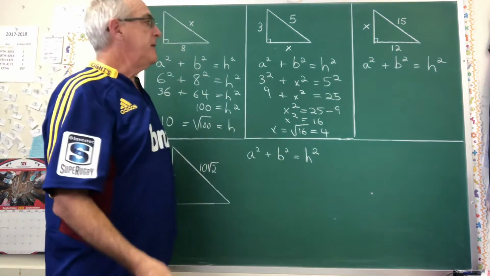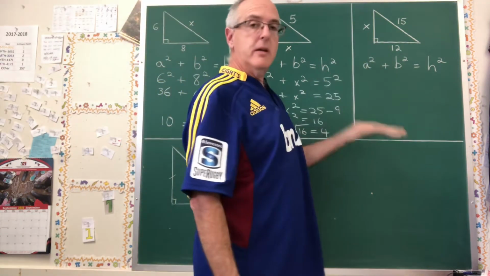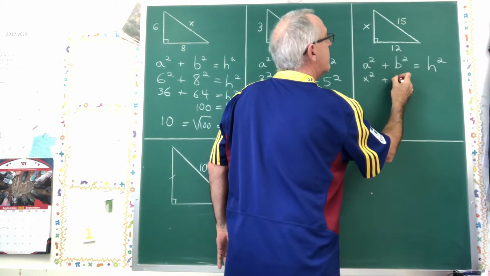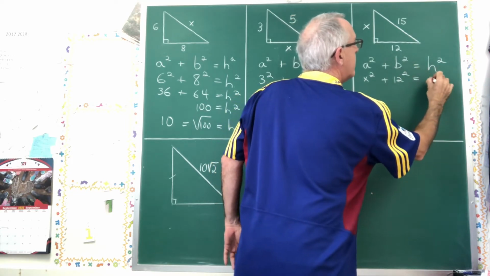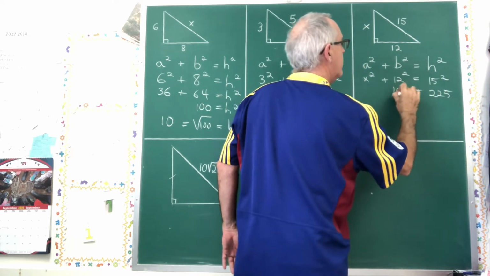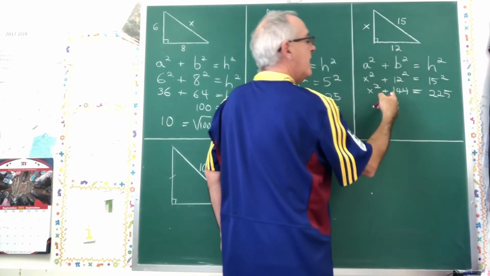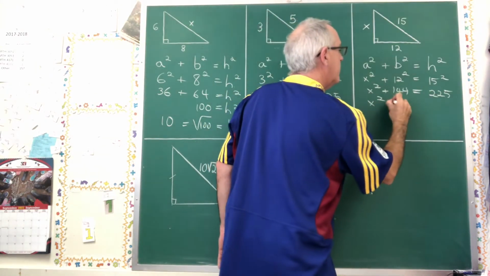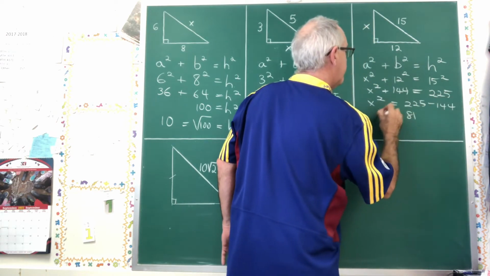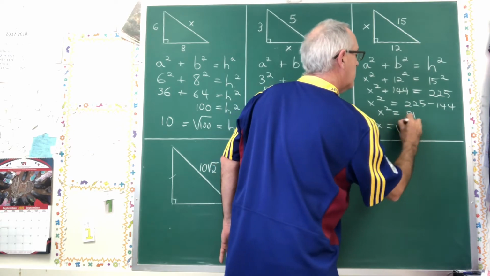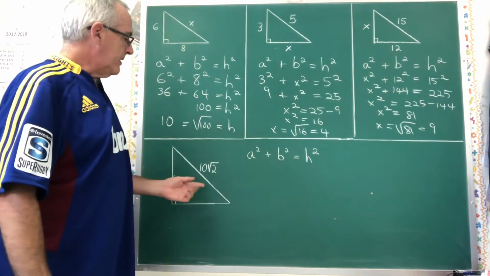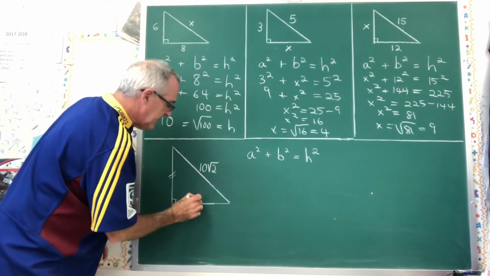I have my answer. In the third example, a is the unknown, so I'm going to replace a with x, and b is replaced with the 12, h is replaced with the 15. 15 squared is 225, 12 squared is 144. I have to move the 144 to the other side, so we have 225 minus 144, which is 81. X is equal to the square root of 81, which is 9. I have my answer. Now we get to this special example.